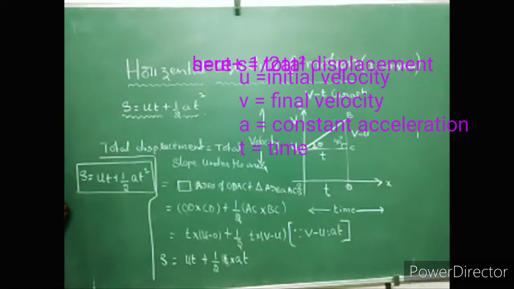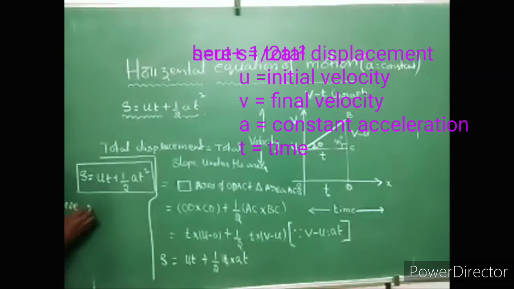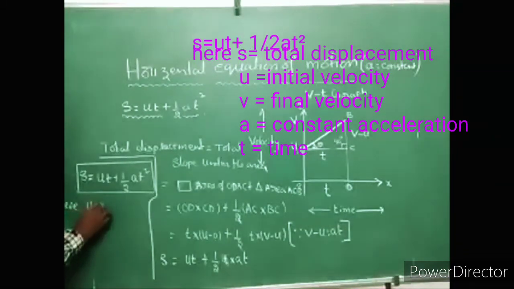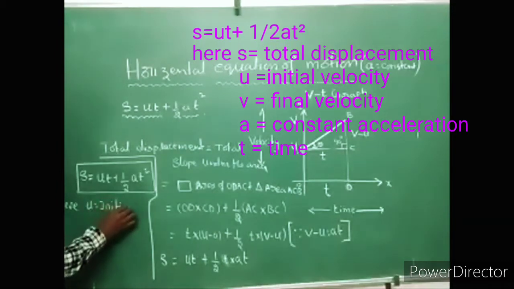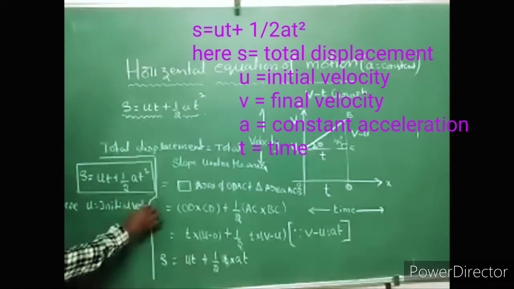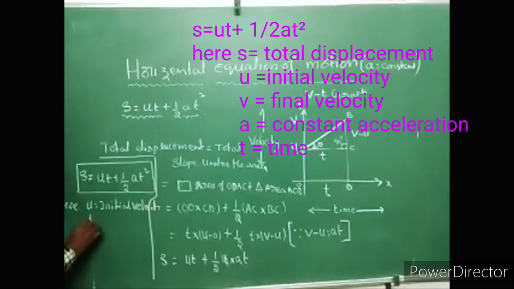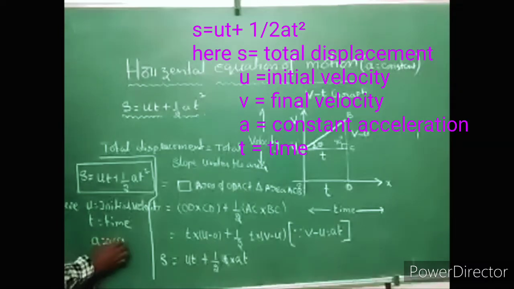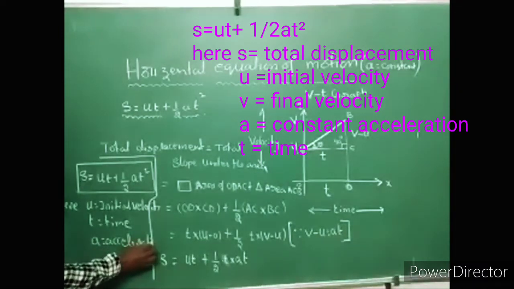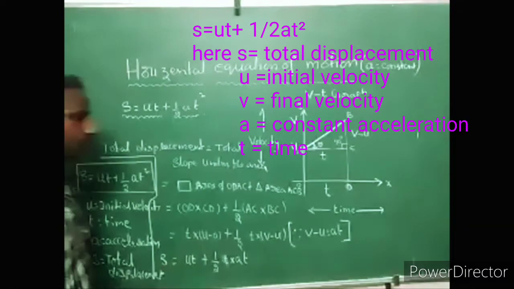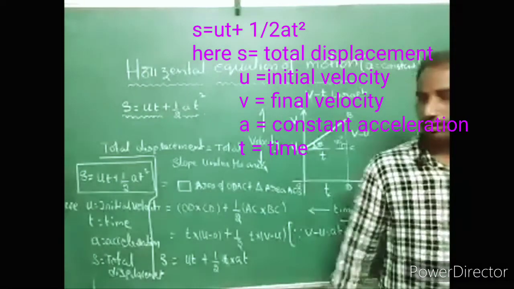Now, this is also a 2 marks question. Here, U equal to initial velocity, T equal to time, A equal to acceleration, S equal to total displacement. Understood? Note down that point.